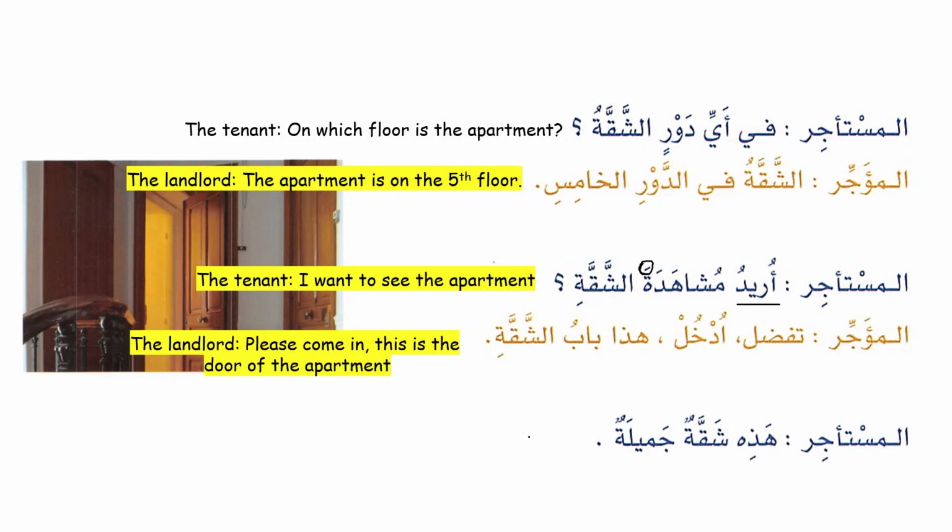Al-Mustajir, هذه شقة جميلة. This is a beautiful apartment. We have learned about هذه, that we use it for singular feminine. When you are pointing towards something singular feminine, you say هذه, and then you say هذه شقة جميلة. This is a beautiful apartment. Here شقة is basically the noun, and جميلة is the adjective, the صفة that is being used for the noun.